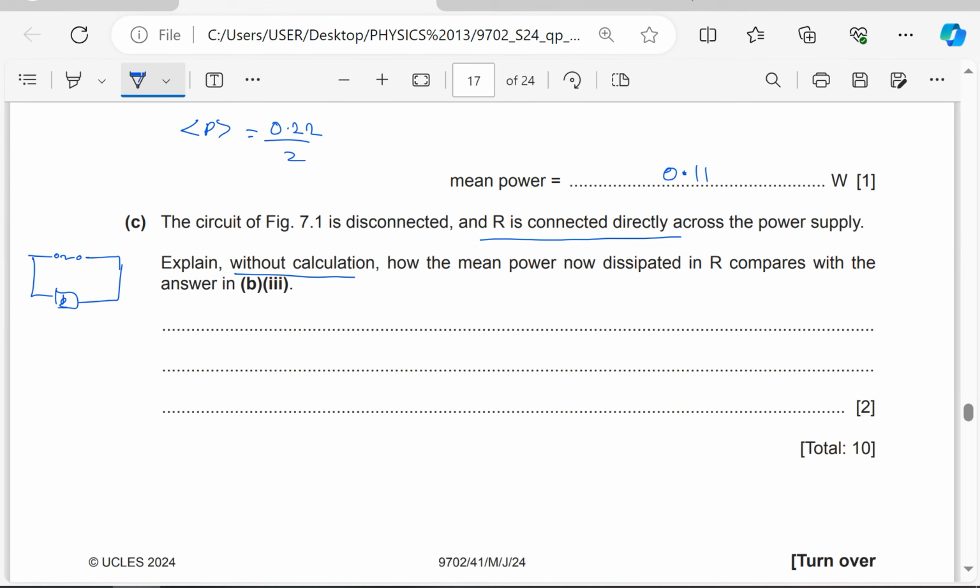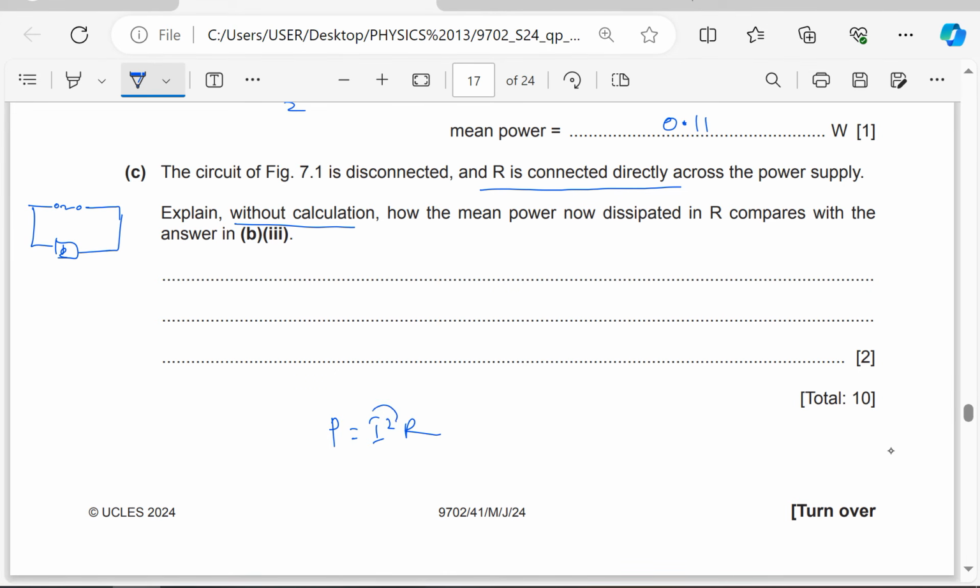Of course, even if we don't have rectification, we know that power dissipated is equal to I squared times R. So the power depends on the square of the current. And remember, even if I is equal to I naught sine omega t, if I square this, I get I naught squared sine squared omega t. So even if there is no rectification, I think the graph will have the same shape.